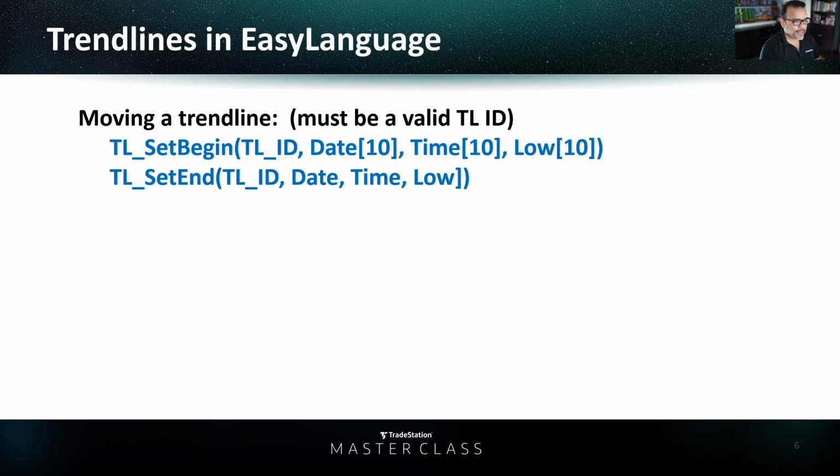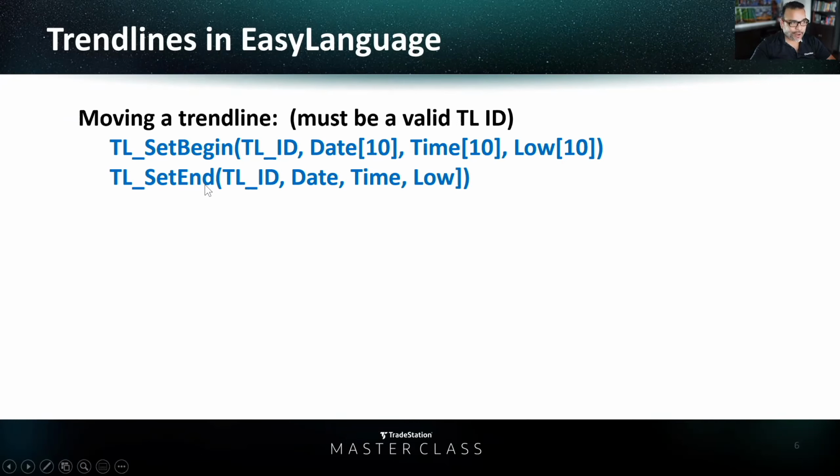First of all, let's talk about the reserved words that you can use to move the trend line. To move a trend line, we have the same kind of syntax structure. The word starts with TL underscore. So TL_New is to create, and TL_SetBegin and TL_SetEnd change where the anchor points are. Notice that in SetBegin, first of all, you have to tell it what the ID of the trend line is.